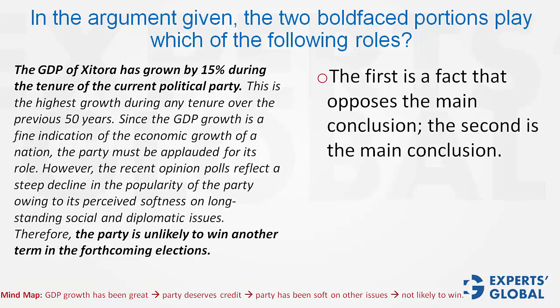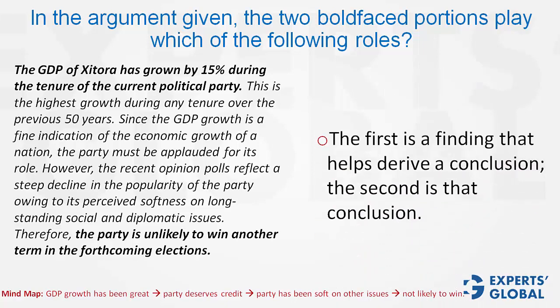One more. The first is a fact. Calling it a fact is alright. That opposes the main conclusion. So suggesting that GDP has grown by 15% is not opposing the conclusion that the party is not likely to win. Yes, this observation may lead to a slightly different prediction, but the role of the first boldface in the reasoning is not to oppose the conclusion that the party is not likely to win in the coming elections. It is simply to suggest something positive that the party may have done or may have played a role in. So this is a close answer choice. This is a trap. After due diligence, you will be able to eliminate this answer choice. However, this calls for some serious deliberation.